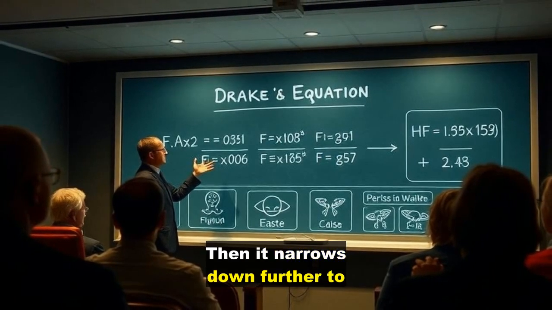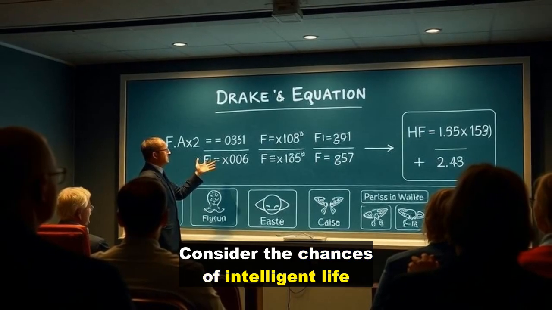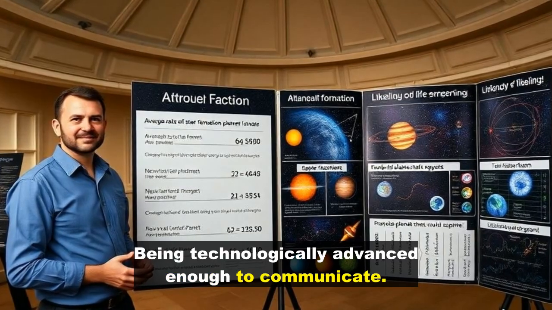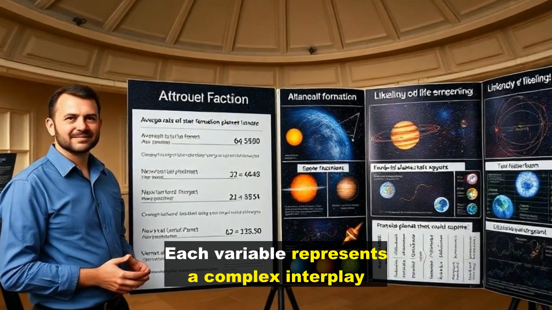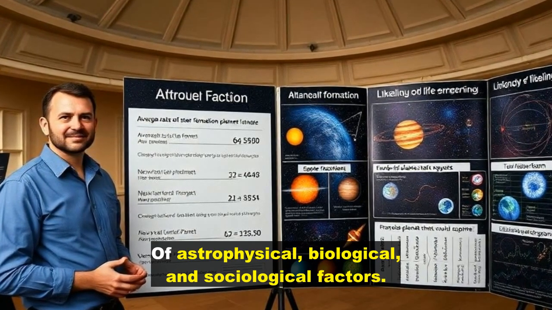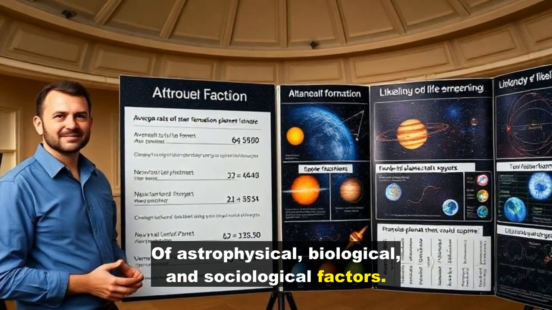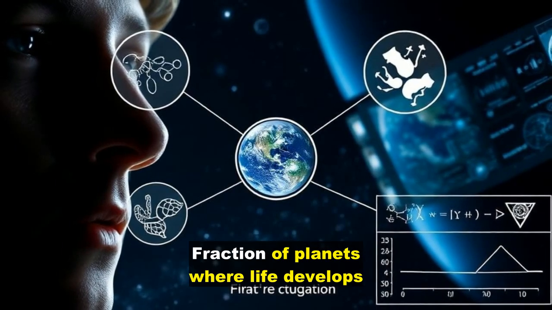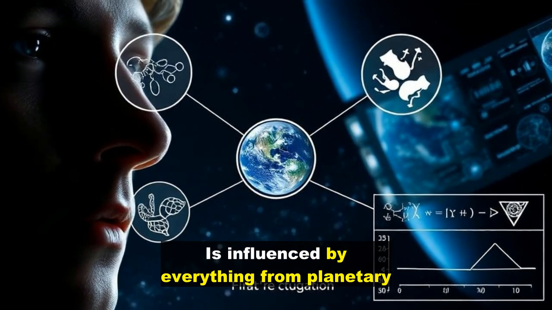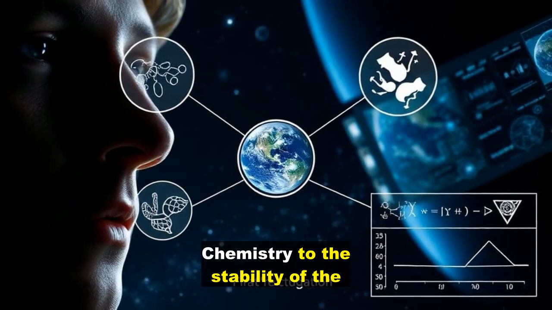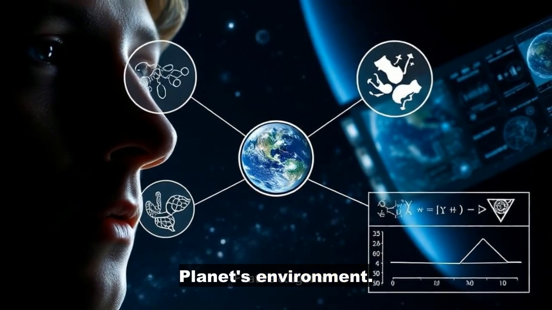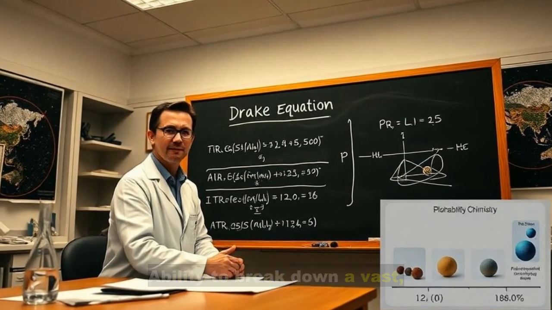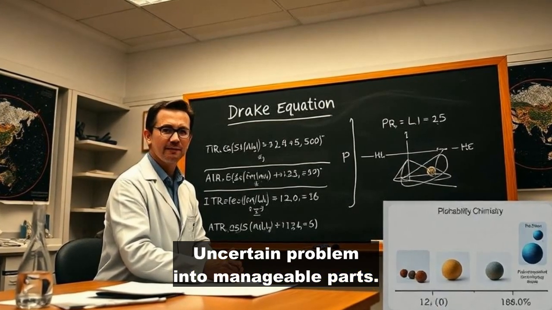Then it narrows down further to consider the chances of intelligent life developing and the likelihood of that life being technologically advanced enough to communicate. Each variable represents a complex interplay of astrophysical, biological, and sociological factors. For instance, the variable representing the fraction of planets where life develops is influenced by everything from planetary chemistry to the stability of the planet's environment. The equation's power lies in its ability to break down a vast, uncertain problem into manageable parts.